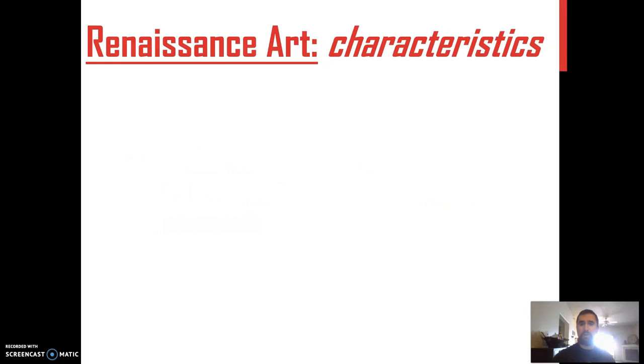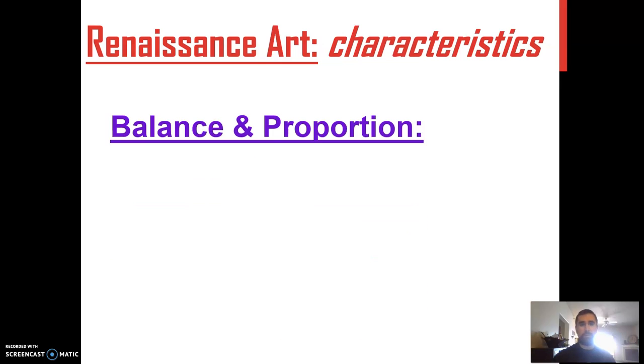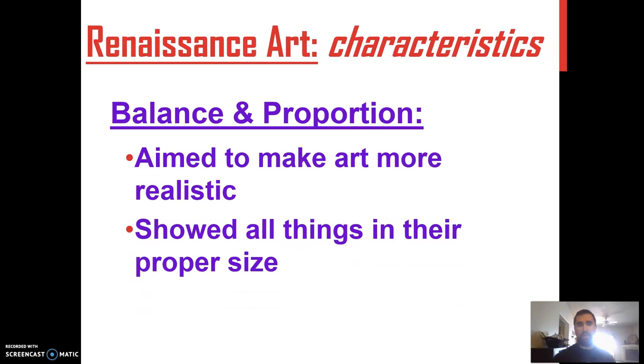Let's talk about now Renaissance characteristics that you'll see in a painting. Again, difference between values and characteristics. Keep that in mind. So the first one will be balance and proportion. Again, the whole point of this is to make artwork more realistic, show all things in their proper size. Like for example, if you were to paint a human next to a large building or a tree, the human's not going to be close in size to that object. Okay, so again, making sure that everything is balanced and has its proper proportional size.